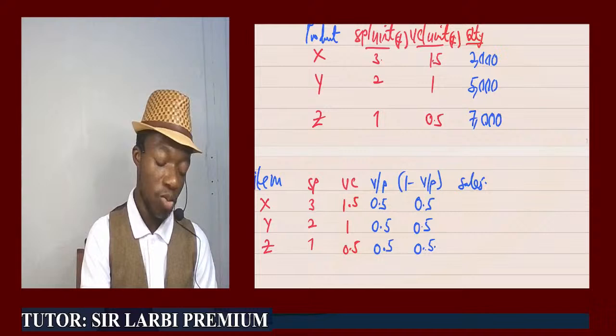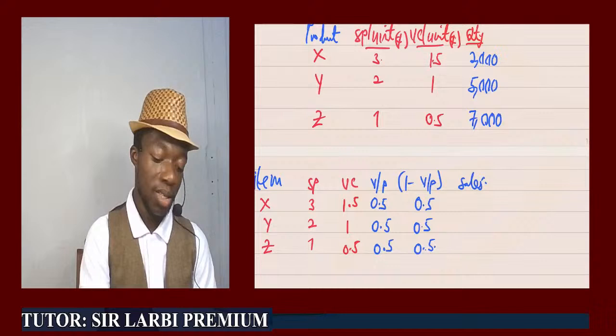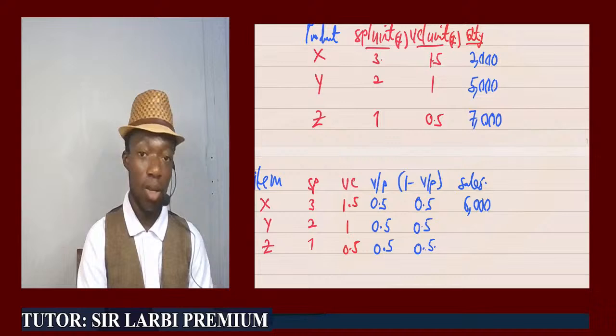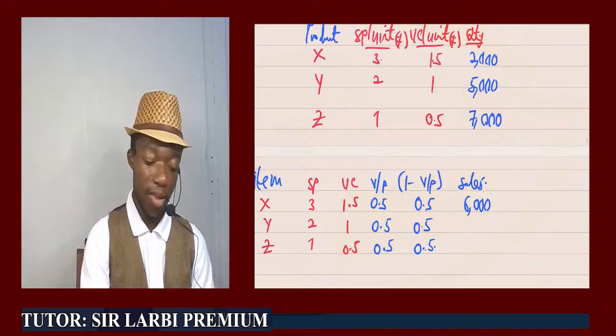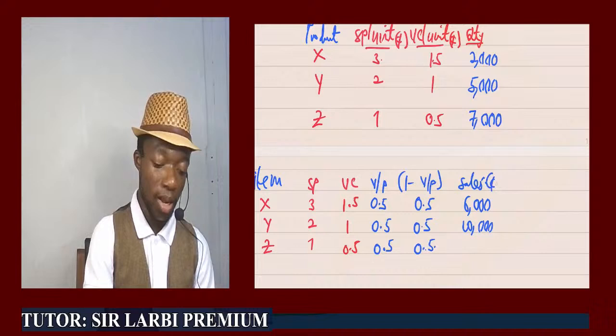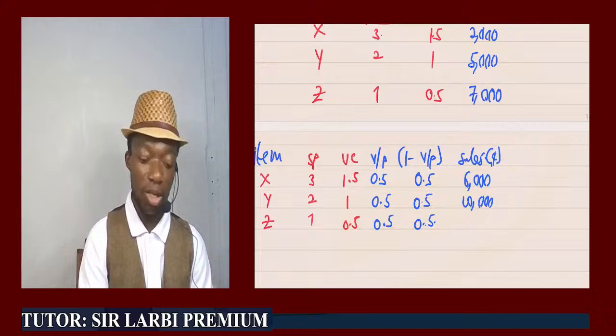So we will have here to be what? 3 multiplying 2, you are getting 6000 there. Then 3 multiplying 5000, we are getting 10,000. So this is going to be their sales value in value form like that. Then we have 1 multiplying 7, we are getting 7,000.